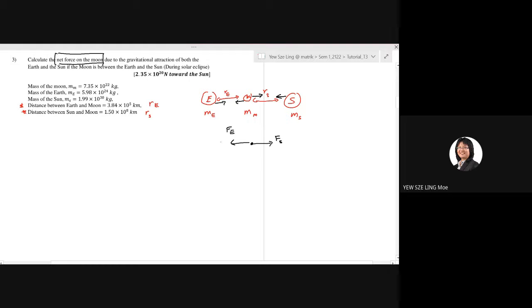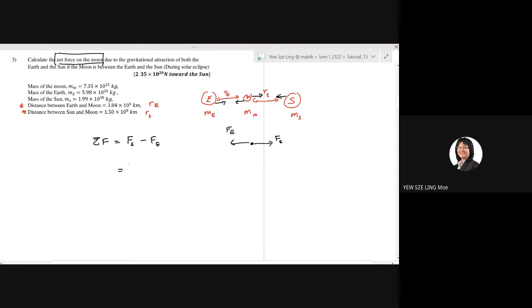The question is asking for net force, so net force is asking for summation F. But summation F is no longer equal to 0, because it has a value. Based on my diagram, Fs is going to the right, Fe is going to the left, so summation F equals Fs minus Fe. So you just expand from here.